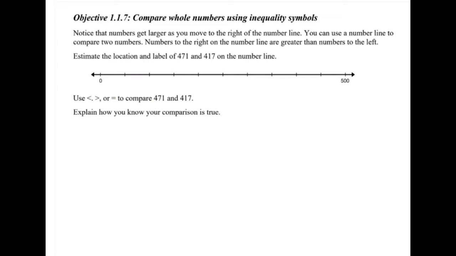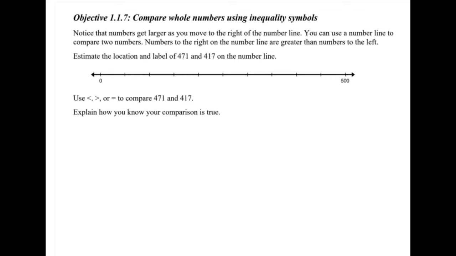Okay, so section 7, compare whole numbers using inequality symbols. So let's look at the number line that they have here. Notice that numbers get larger as you move to the right of a number line. You started with 0, and your numbers get bigger, bigger, bigger all the way across. So we end up on this particular one at 500. Do we know what they're counting by? Not necessarily. Could we figure it out? Yeah, probably. We might need to here in a minute.